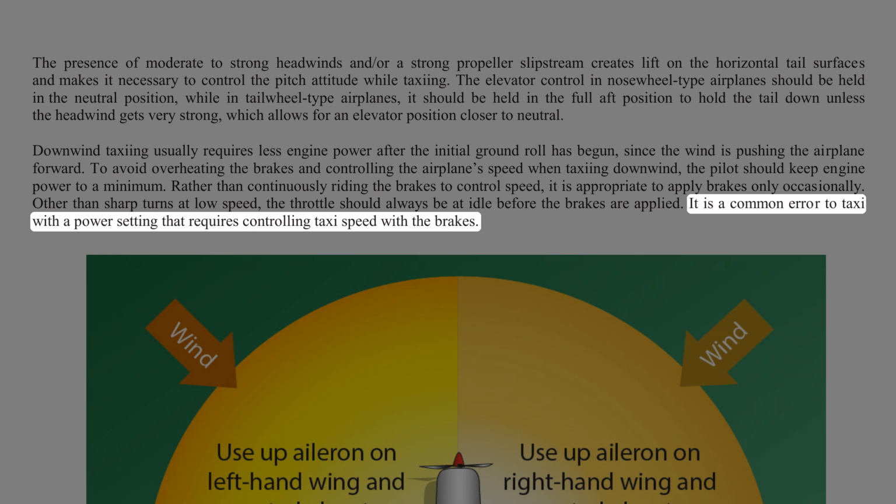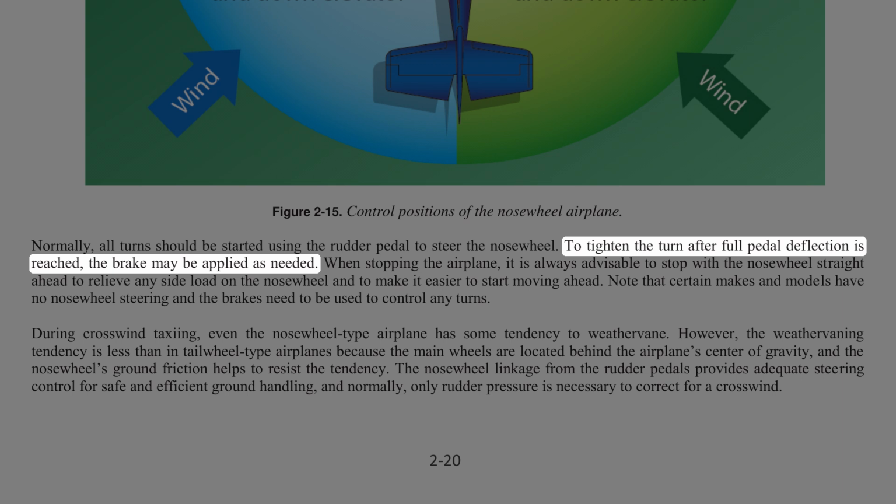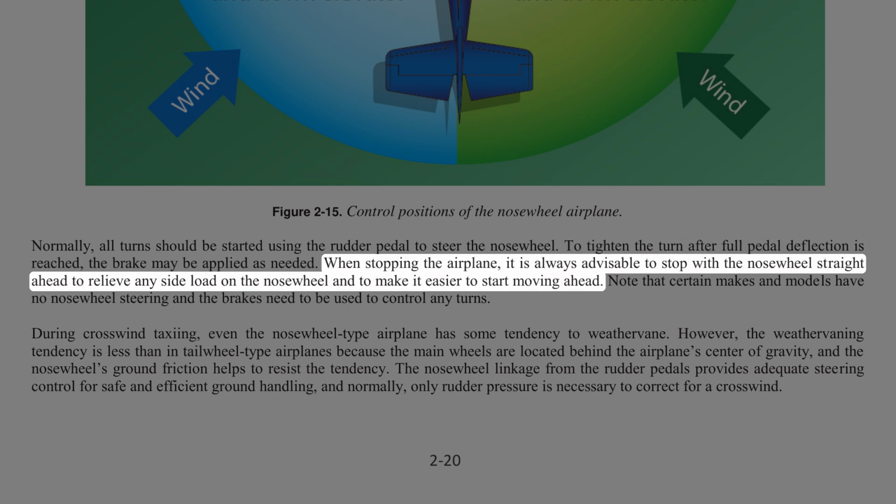It is a common error to taxi with a power setting that requires controlling taxi speed with the brakes. Normally, all turns should be started using the rudder pedal to steer the nosewheel. To tighten the turn after full pedal deflection is reached, the brake may be applied as needed. When stopping the airplane, it is always advisable to stop with the nosewheel straight ahead to relieve any side load on the nosewheel and to make it easier to start moving ahead.